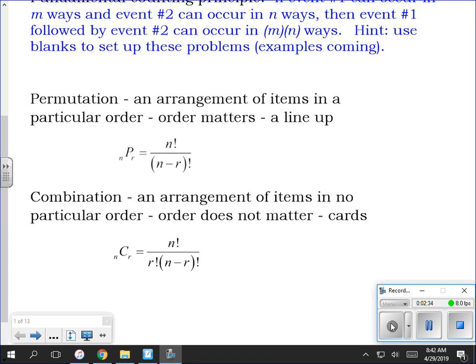Now, there are 2 formulas for permutations and combinations. N is the number of items we have to choose from. R is the number of items we are choosing.